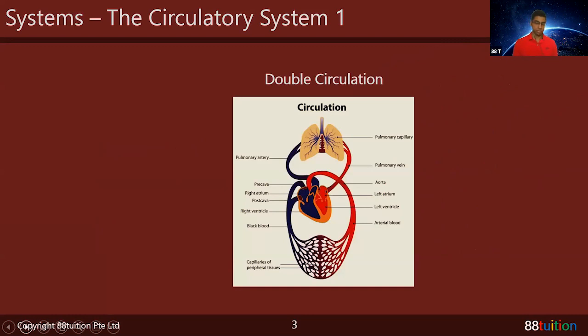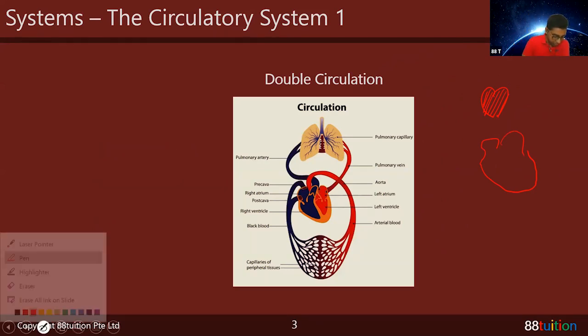Double circulation. This is a diagram that you should be familiar with, because we all know a heart looks like this. Am I right? But a heart doesn't really look like this. A heart looks more like this. This is more like a heart. Actually, I drew a very nice one. I'm not going to erase this forever.